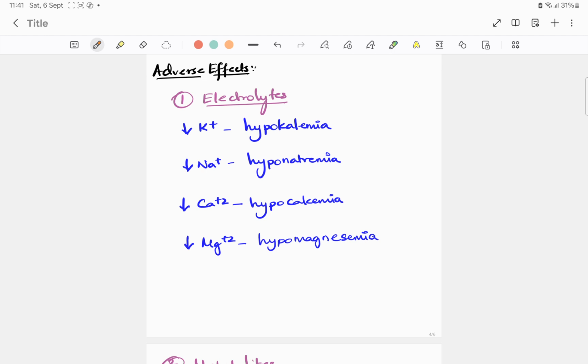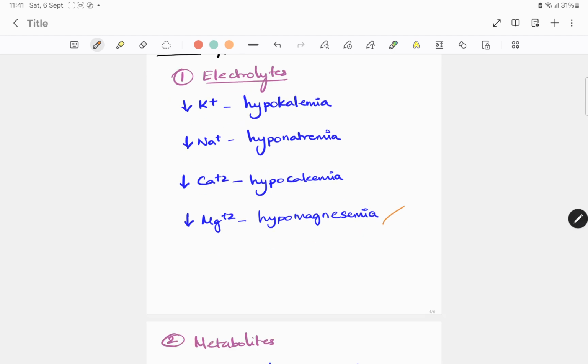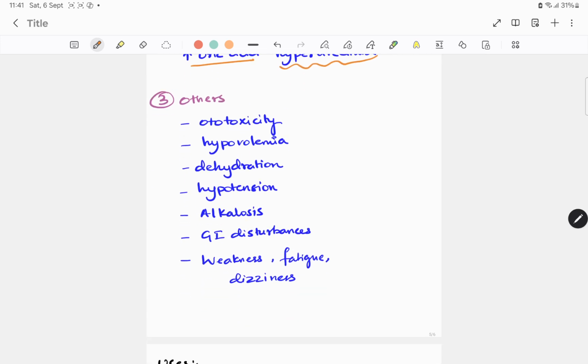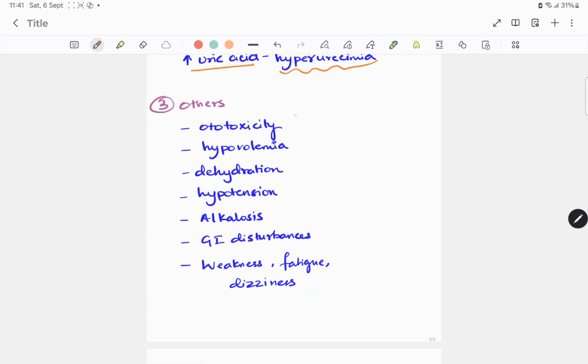Decrease in sodium causes hyponatremia. Decrease in calcium causes hypocalcemia. And decrease in magnesium causes hypomagnesemia. Next, metabolites. There is increased glucose level, which leads to hyperglycemia, increased lipid level which causes hyperlipidemia, and increased uric acid level causes hyperuricemia. Other adverse effects include ototoxicity, hypovolemia, dehydration, hypotension, alkalosis, GI disturbances, weakness, fatigue and dizziness.